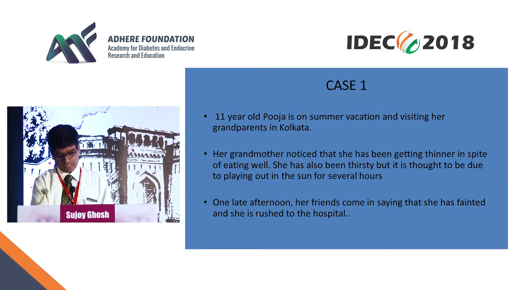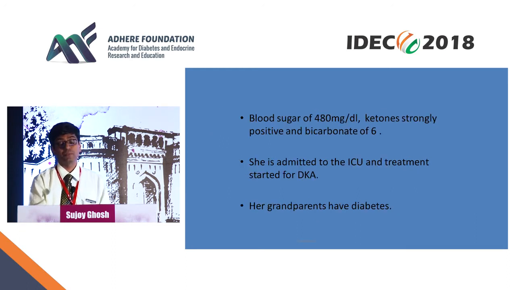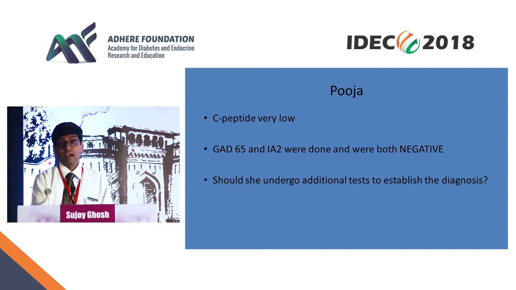It's at this point of time that the child is rushed to the hospital, where the blood glucose is 480 milligrams per deciliter. Ketones are strongly positive, bicarbs are low. She's admitted in the ICU and a treatment for diabetic ketoacidosis is started. Incidentally, the grandparents have diabetes. A C-peptide is done, which is low. The GAD antibodies and the IA2 antibodies were done and they are negative.